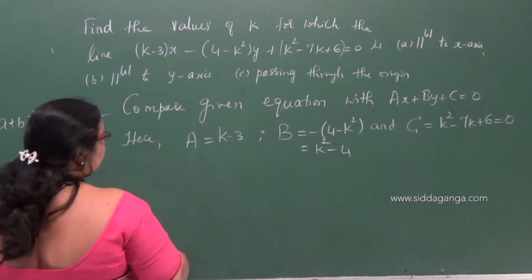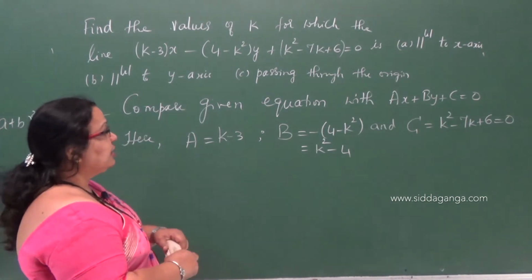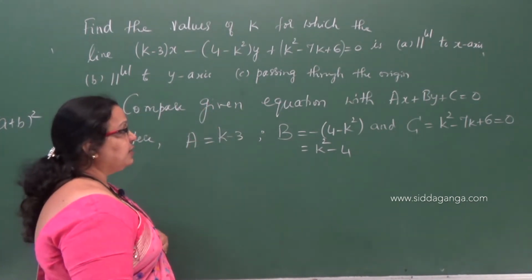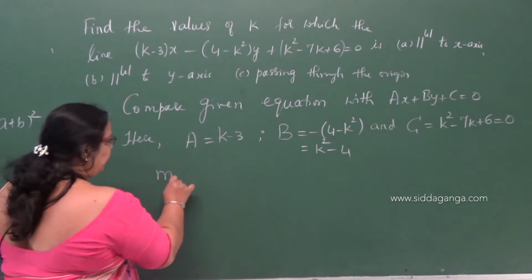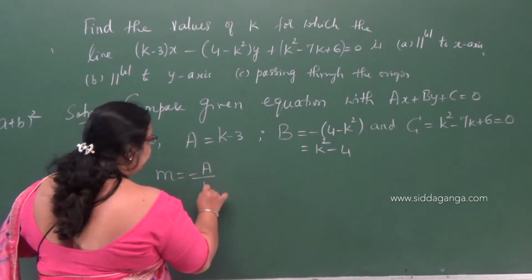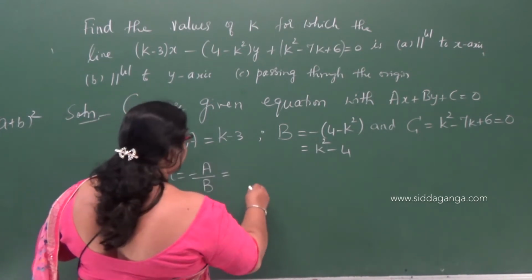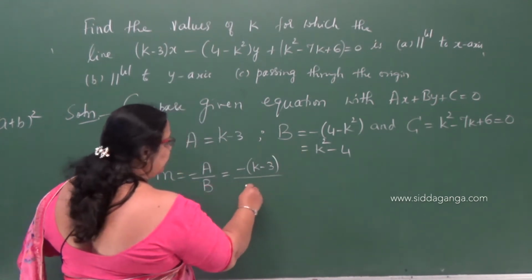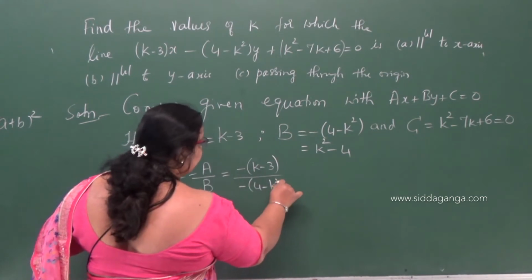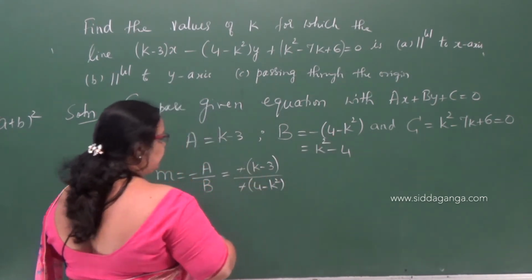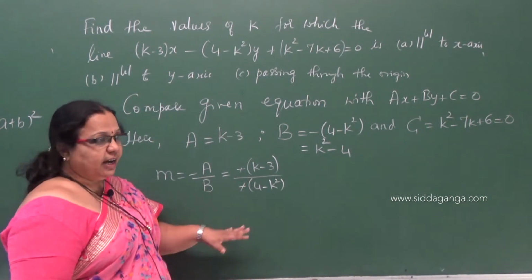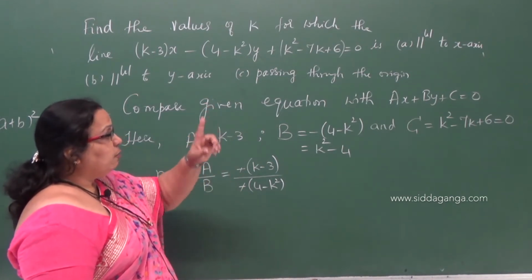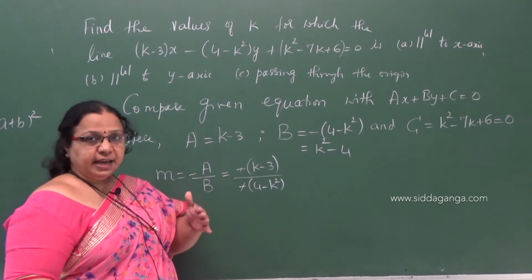Here, to find the slope, first you write down the slope of the line. Slope m equal to minus a divided by b, that is equal to minus of (k minus 3) divided by minus of (4 minus k square). The minus signs cancel. This is the slope of the given line in terms of the unknown k. Now, sub-question 1, parallel to x-axis.